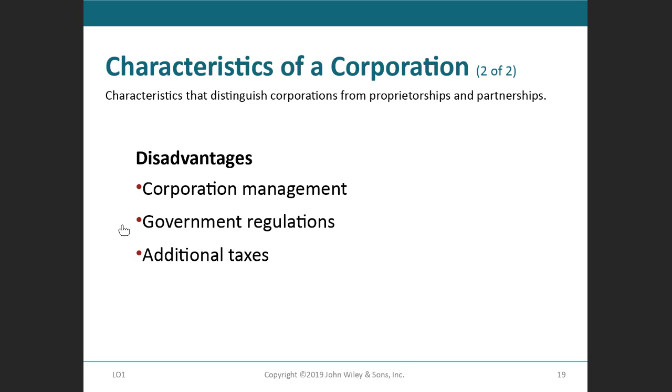You also have government regulations to deal with. There are extra taxes and regulations that different governments impose on different types of corporations, and you have to be aware of them, you have to handle them, and they change when the government changes. And you have additional taxes, obviously. The corporation is taxed on its income.